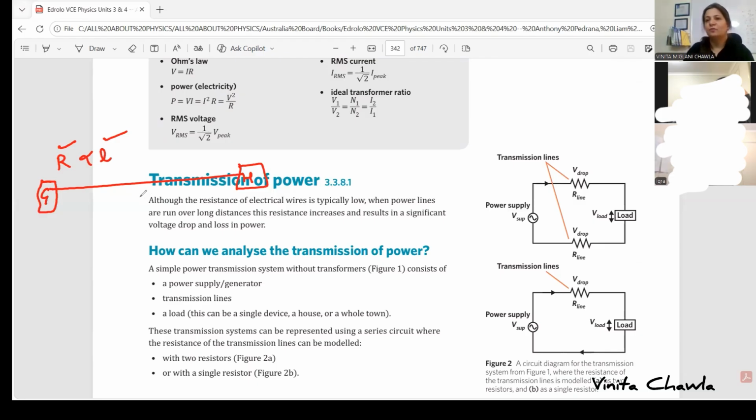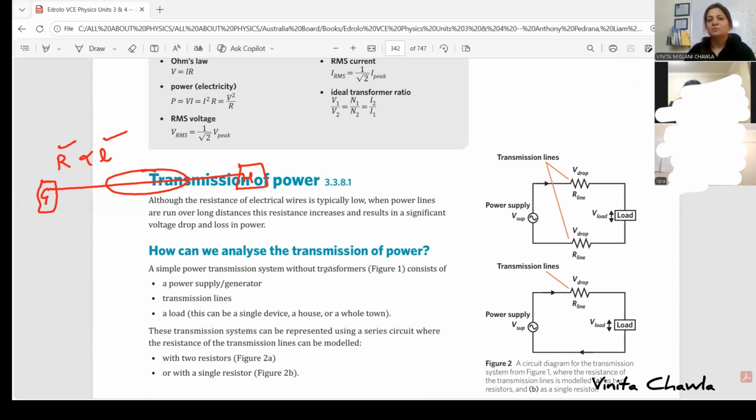It resists the flow of electric current. So there is a voltage drop across it, and this results in loss in power, and significant voltage drop across this line. And how can we analyze the transmission of power?